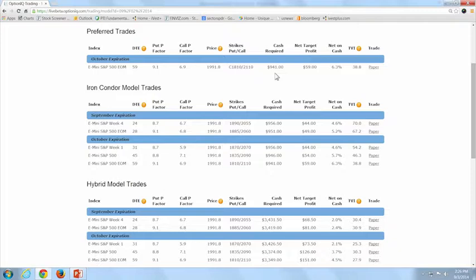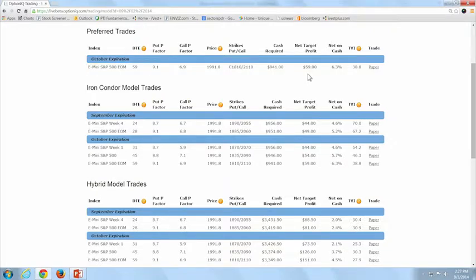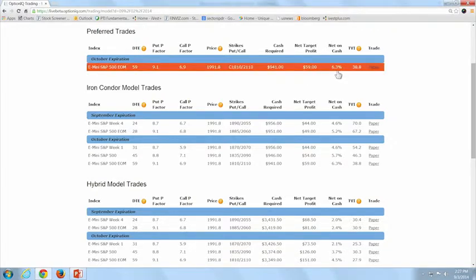To the right, you have net target profit. You'll notice after all of our costs have been stripped out. So we sell options, we spend some of that money to buy options, we pay a commission. After all of that is taken out, what we're left with is our net target profit. For this particular trade, that's $59 on an investment of $941, or the amount that we have at risk in the trade. As I go to the right, you'll see a number net on cash, 6.3%.